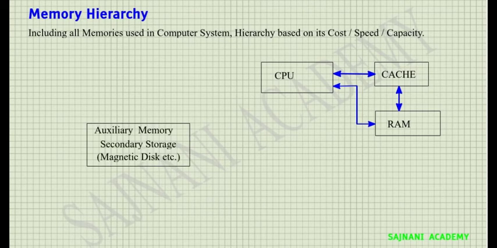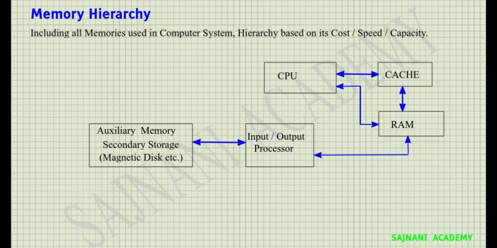Now we have auxiliary memory in the system. Since auxiliary memory cannot talk to CPU directly, we have an input output processor in between. So input output processor makes a request to the auxiliary memory, that is secondary storage, which includes hard disk, magnetic disk and all, so that the data is read from the auxiliary memory and is sent to the RAM via input output processor. Once the information is received by the RAM, then it will be sent to the CPU as well as to the cache memory, so that cache memory is updated.